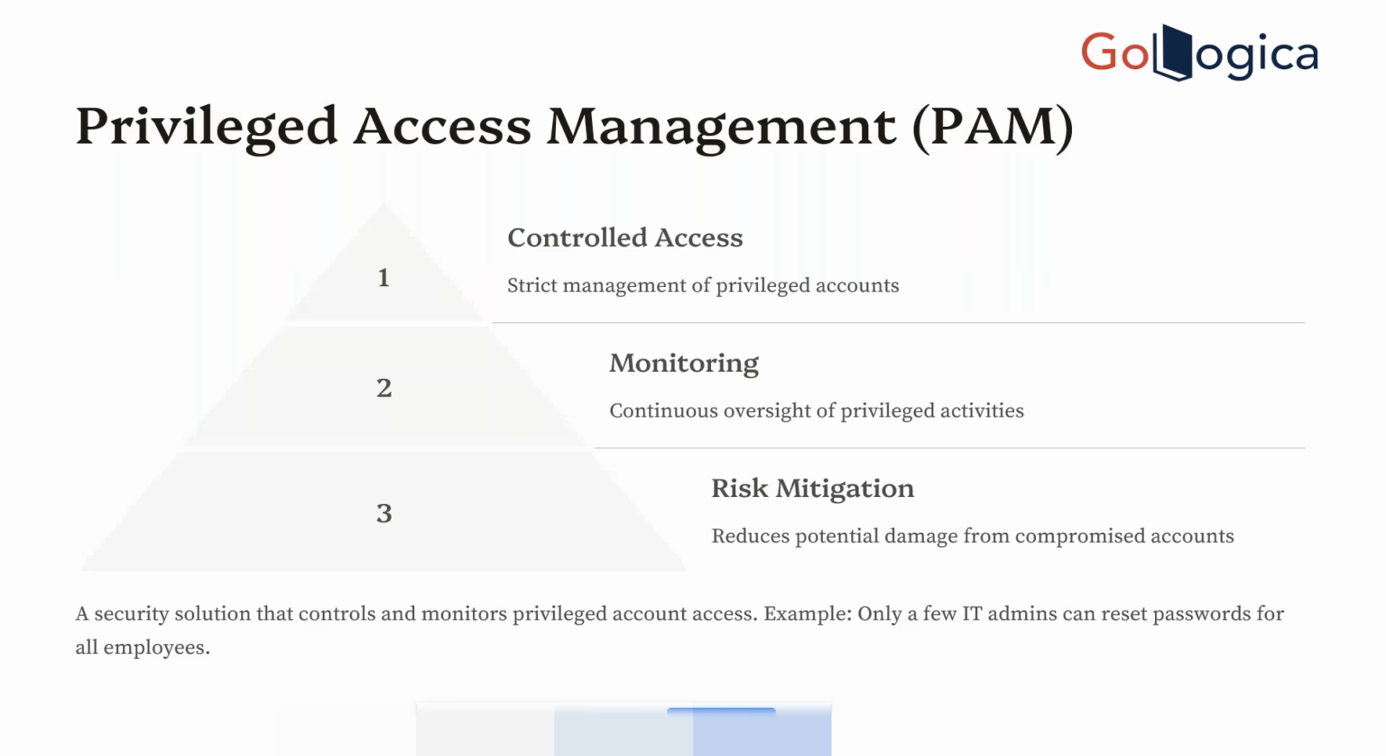We have control access for the privilege account, like strict management for the privilege account. There is continuous monitoring, oversight of privilege activities. Risk mitigation means reducing potential damage from a compromised account. That's why this whole area we call a PAM solution. We are only talking about privilege activities: a security solution that controls and monitors privilege account access only.